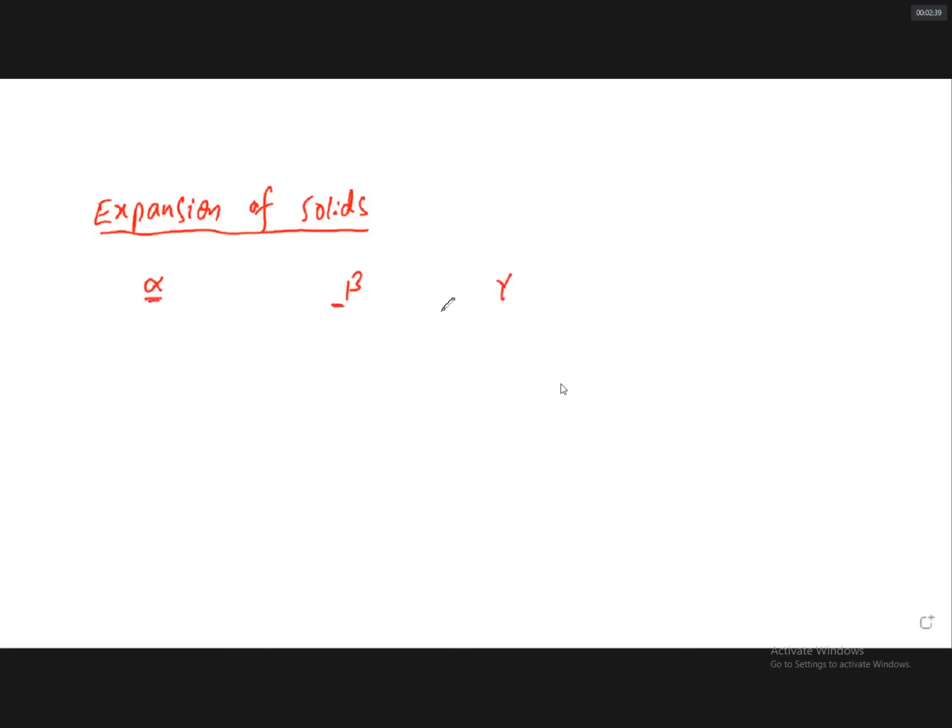Alpha is the coefficient of linear expansion. Beta is the coefficient of areal or superficial expansion. Gamma means the coefficient of cubical or volume expansion. So alpha, beta, and gamma are what we can define for solids.